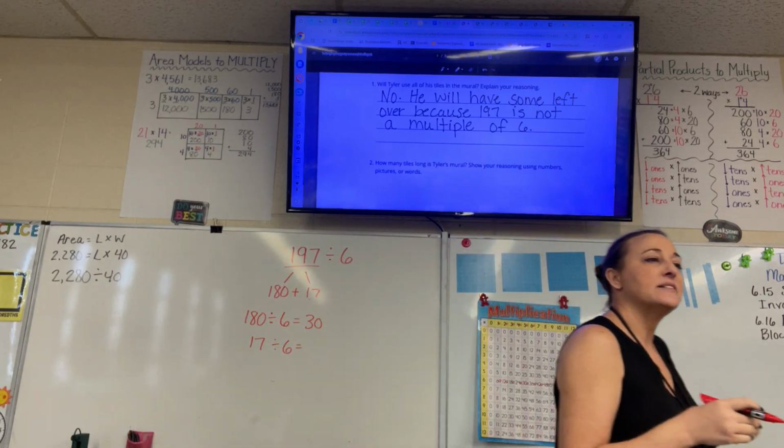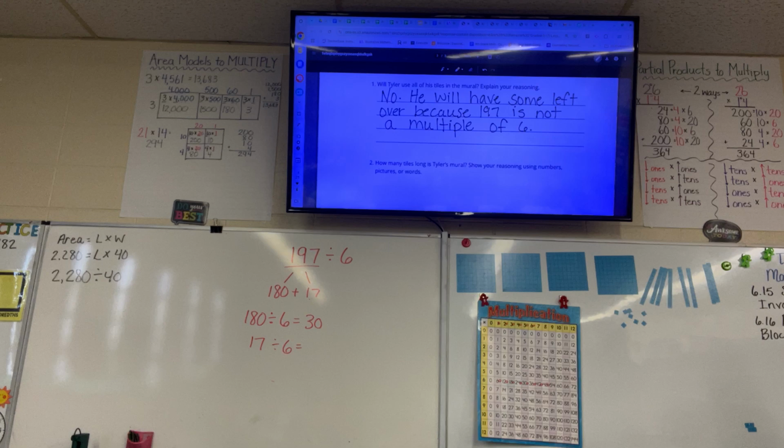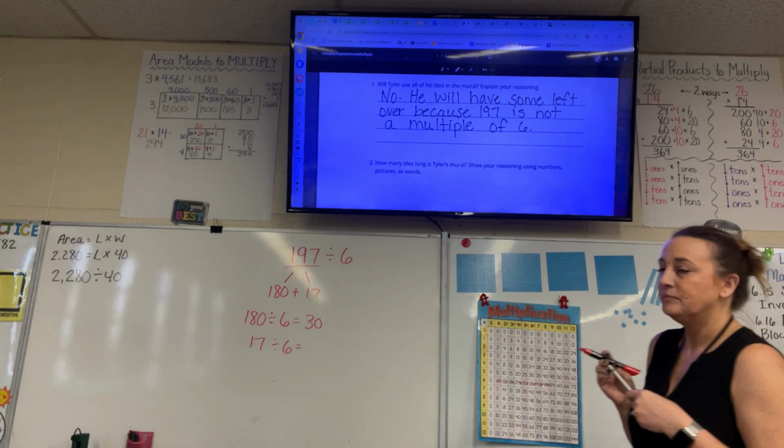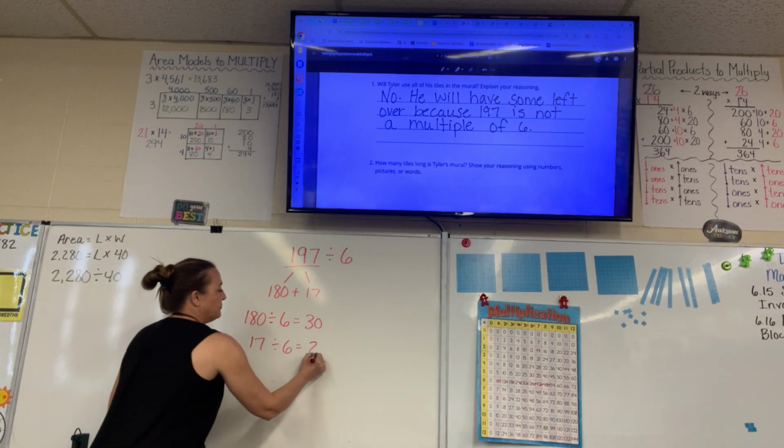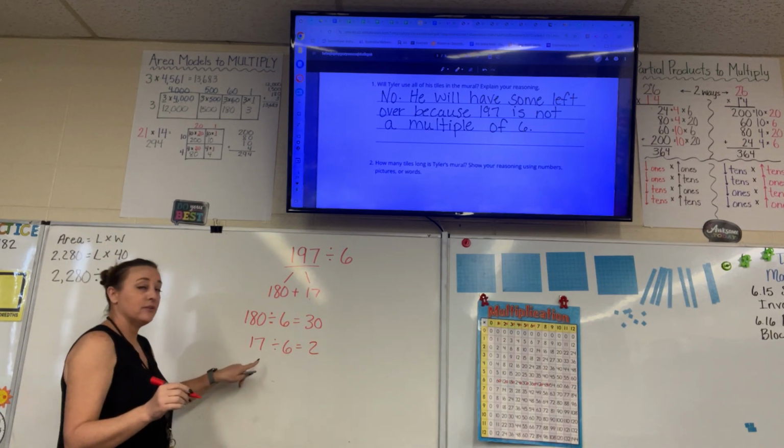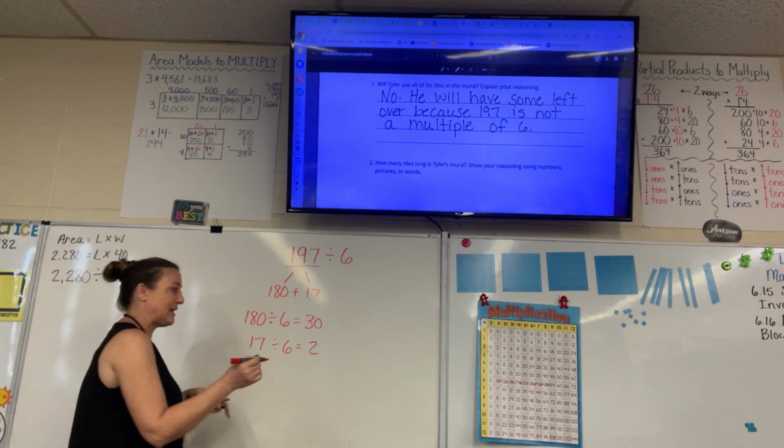Cameron, how many groups of 6 can you make out of 17? So if you've got 17 tiles and you're stacking them into groups of 6, how many could you make? Evan? 3. Nope. Ari? 2. Just 2, right? Because if you did 3, you would need how many tiles? 18. Does that make sense?